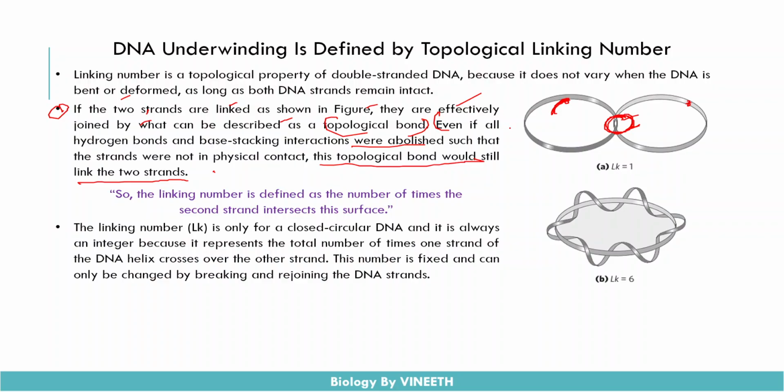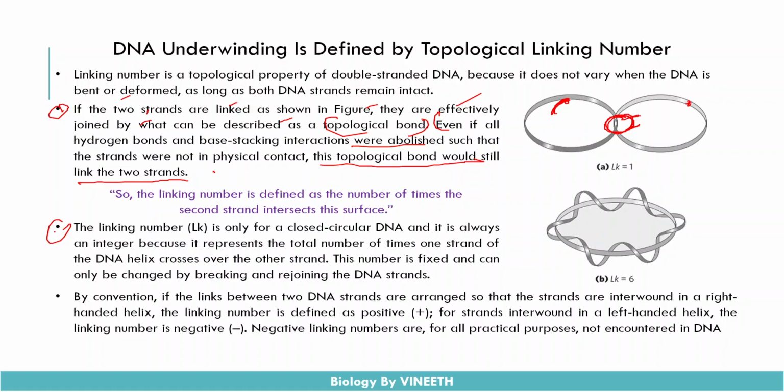So this is what the linking number is. The linking number is a topological property. It only changes when you cut the DNA and unwind it, but it does not change when you bend or deform the DNA. The linking number is defined with the symbol Lk, and it applies mainly to closed circular DNAs, which we often call covalently closed circular DNAs, cccDNA. Only these can have a linking number, not linear DNAs.